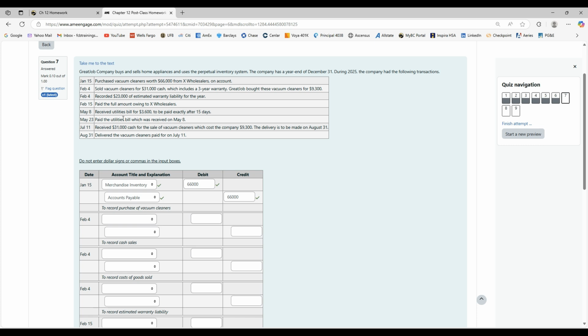Okay, so then we sold the vacuums here to have cash and sales revenue, just like we've done always, 31,000. And we're going to record our cost of goods sold, just like we've always done. So nothing really new there. It's just telling us what these amounts are. And then we record our estimated warranty liability. So we have expense and a liability for 23,000.